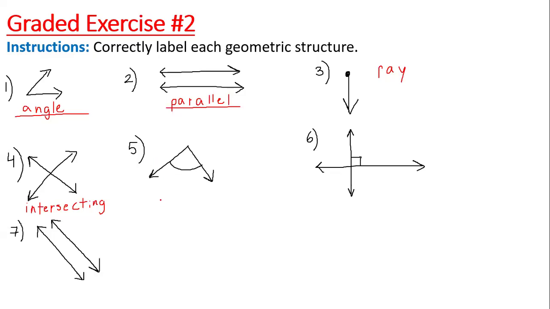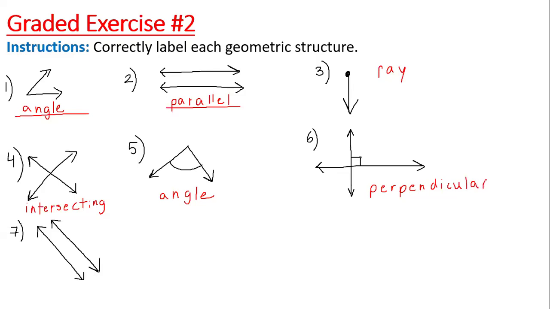So number 5 is what? The angle. Very good. Number 5 is the angle. Even though it's drawn in a weird way, it's still an angle. Number 6 is what? 90-degree angle. No, not 90-degree angle. It's a what? Perpendicular line. Thank you. Perpendicular line. And obviously the 90 degrees gives it away. We're talking about what type of angle, what type of line it is. Perpendicular line.